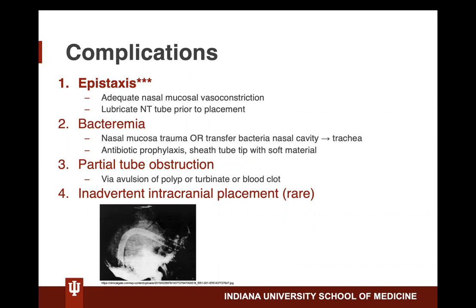Nosebleeds are very common but can be reduced with vasoconstrictors and lubrication. Bacteremia can occur either from mucosal trauma or transfer of bacteria to the trachea during placement and may warrant antibiotic prophylaxis in some patients. There is also a greater risk the tube could become obstructed or even accidentally placed intracranially via the cribriform plate as seen in the picture below. This is very rare but can be lethal.